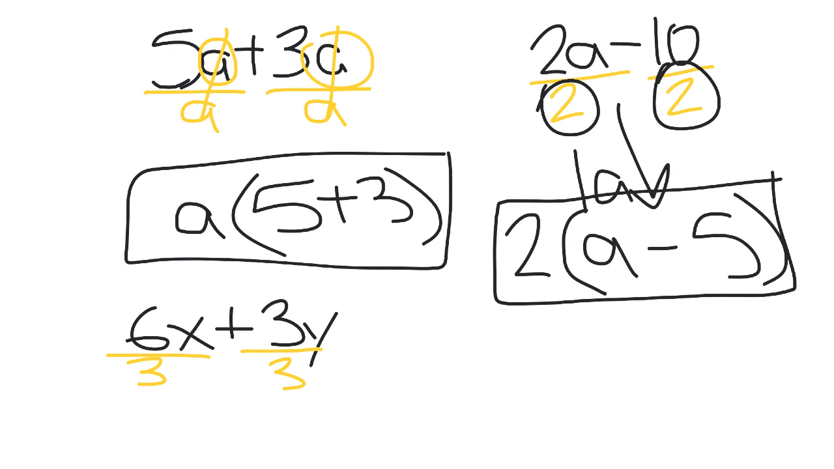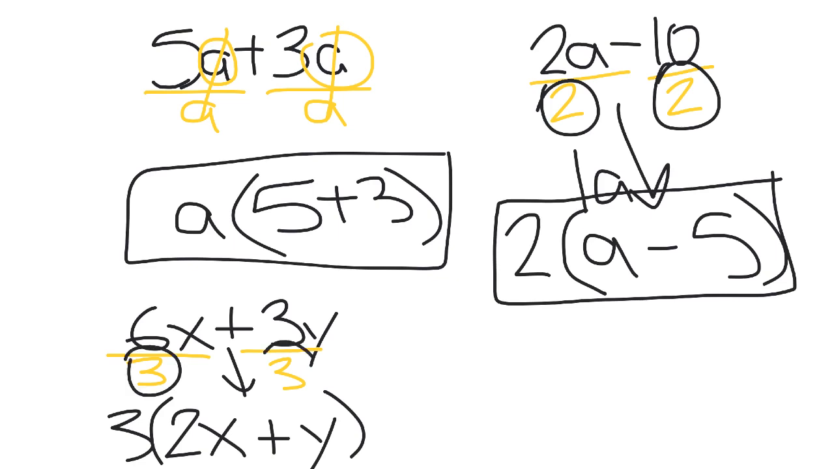6x divided by 3, well, 6 divided by 3 is 2, and I leave the x there because I haven't gotten rid of that. I bring down the plus sign. 3 divided by 3 is 1y, but remember, 1y, I can just write y. And then I write my 3 that was what I took out of both of them at the beginning.